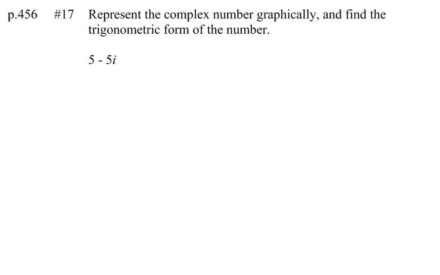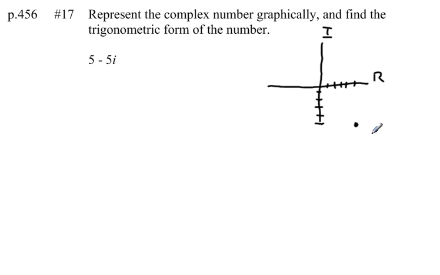Page 456, number 17. Represent the complex number graphically and find the trigonometric form of the number. We're given the complex number 5 minus 5i. Well, I know I can graph this on a set of axes where we have our real coordinate and the imaginary coordinate. 5 minus 5i means 5 in the direction of the real axis and negative 5 in the direction of the imaginary axis. So 5 minus 5i is this point right here.